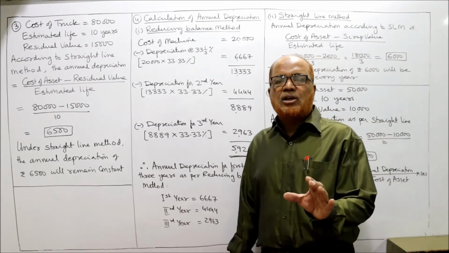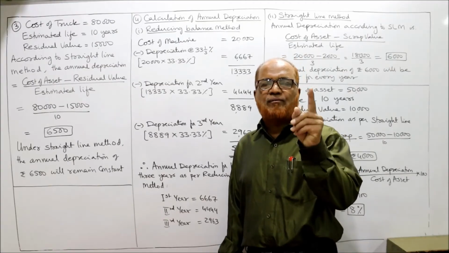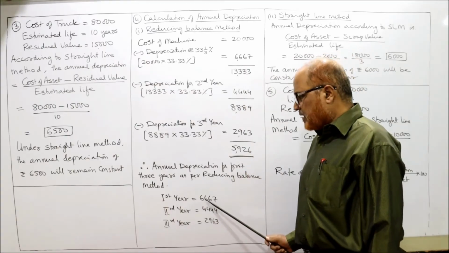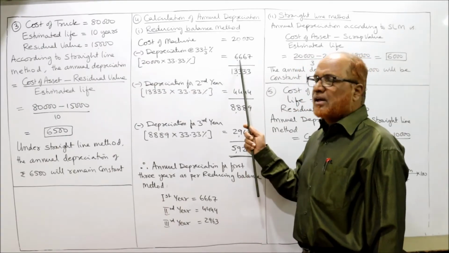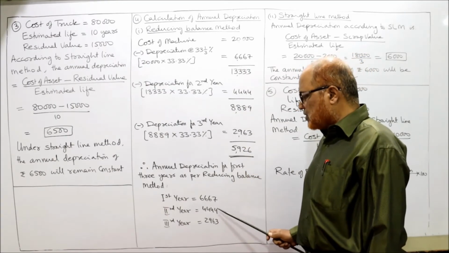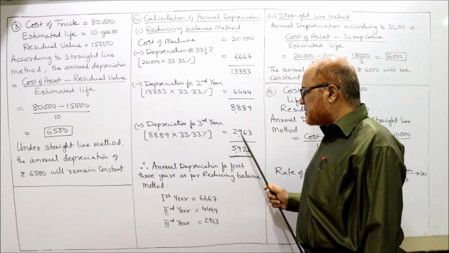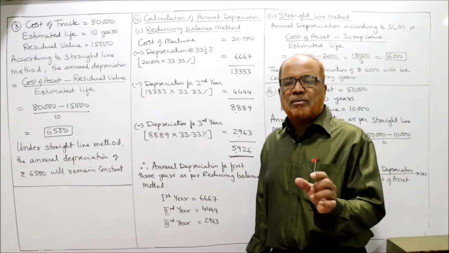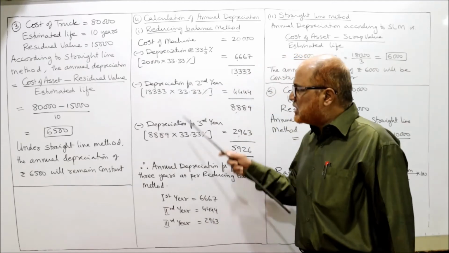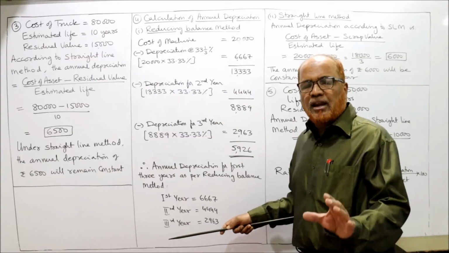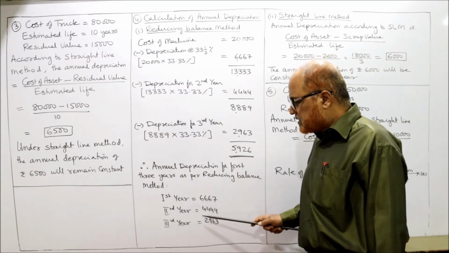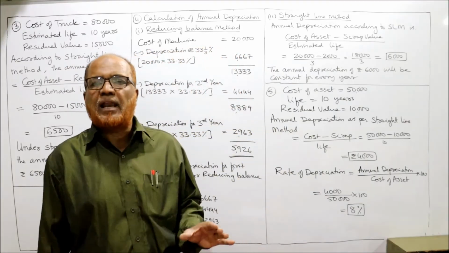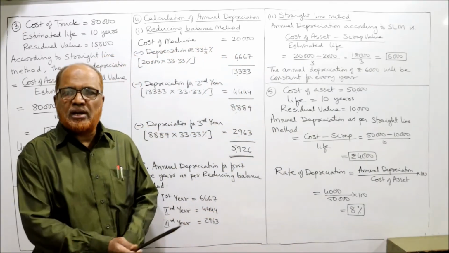So it is asking you to calculate depreciation for first year, second year, third year. So first year depreciation is 6,667. Second year depreciation is 4,444. And third year depreciation is 2,963. That's all. This is calculation of depreciation according to reducing installment method. In reducing installment method, every year depreciation will decrease. Now with the same information we have to calculate annual depreciation according to straight line method.